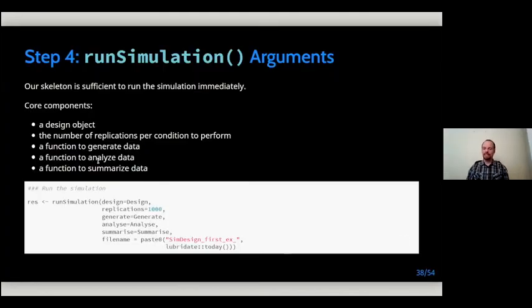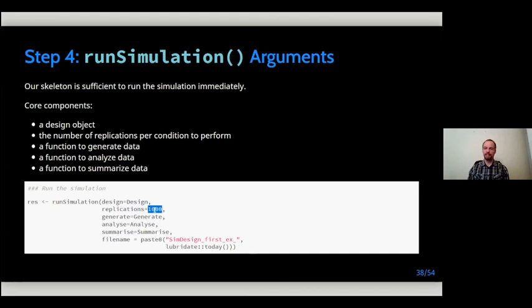And so as it stands, our skeleton that was generated for us automatically from the sim function is actually able to be run immediately. So the core components you need is a design object. We created that. So we're just going to say the object name is design. How many replications you want to do.